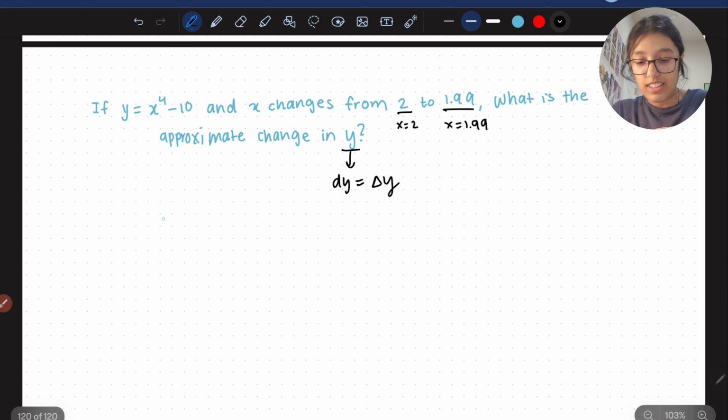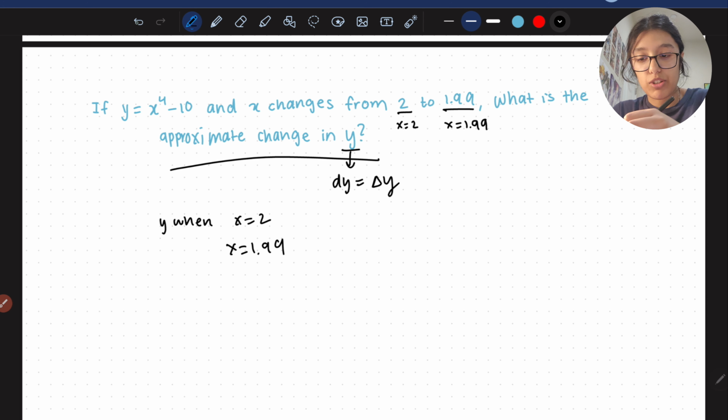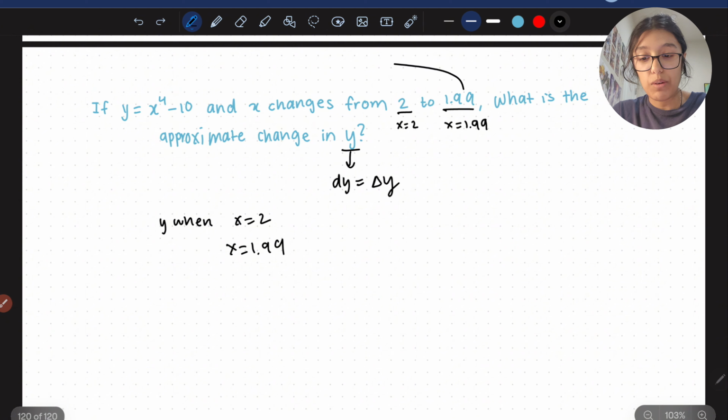The long route is that you find y when x is equal to 2, you find y when x is equal to 1.99, and you subtract them. That's basically how you find the approximate change in y. It's nothing revolutionary. But in this case, we want to actually get derivatives into the mix because honestly, who wants to do 1.99 to the power of 4, right? What you're going to do with derivatives is that you're simply going to plug in the value 2, and if you know how to take the derivative of a polynomial function, then you're all good to go. You don't even have to plug in that 1.99 into x to the power 4, which would be a pain to solve.